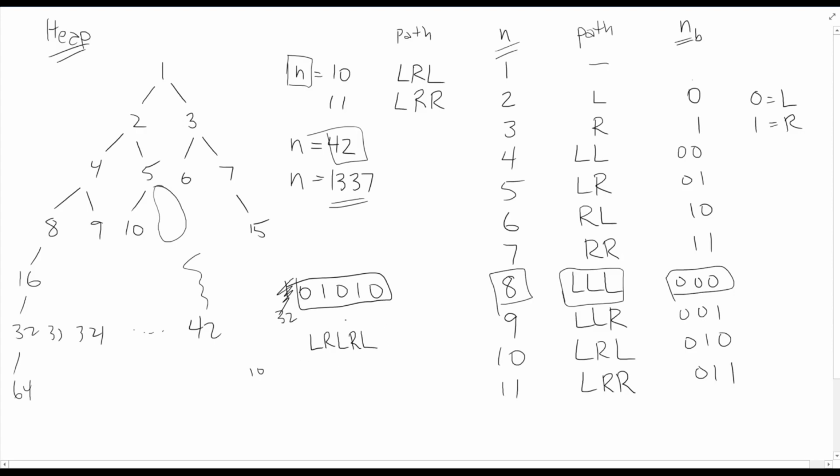So the sequence of lefts and rights I need to follow to get to position 42 is left, right, left, right, left. Okay, we figured it out without having to draw out the whole tree, which is great, because now if someone asks us this question, this is a great interview type question, what position is this? What sequence of left and rights do we need to follow to get here?